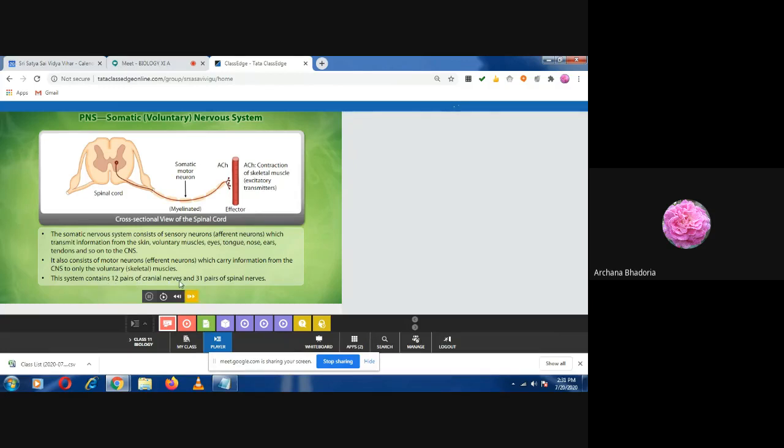What is the meaning of cranial nerves, Barbie? What do you mean by 12 pairs of cranial nerves? Yes, Barbie. Nerves that are located in the brain. Arising from the brain. Okay. And the spinal nerves, what are these? Nerves that are arising from the spinal cord. Spinal cord. Okay. So now try to see here.